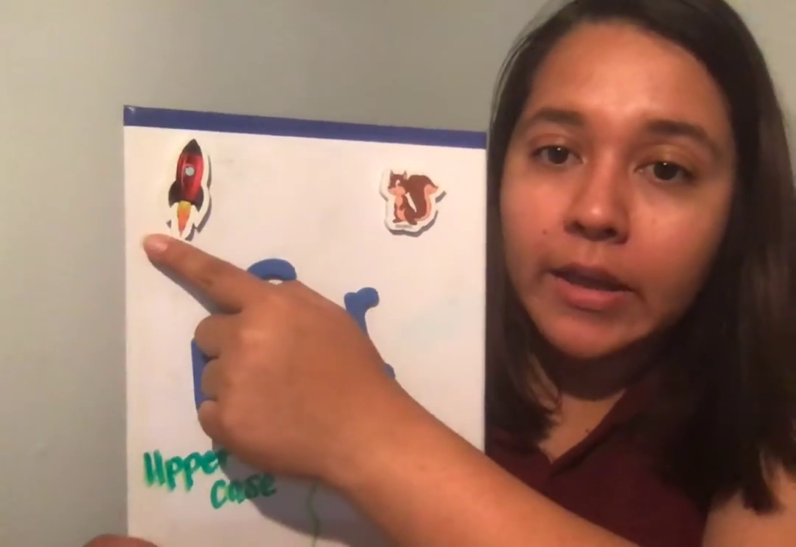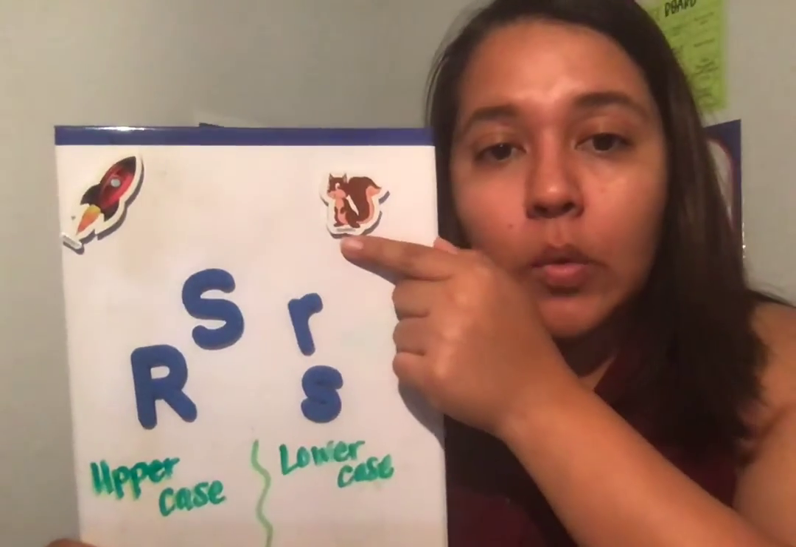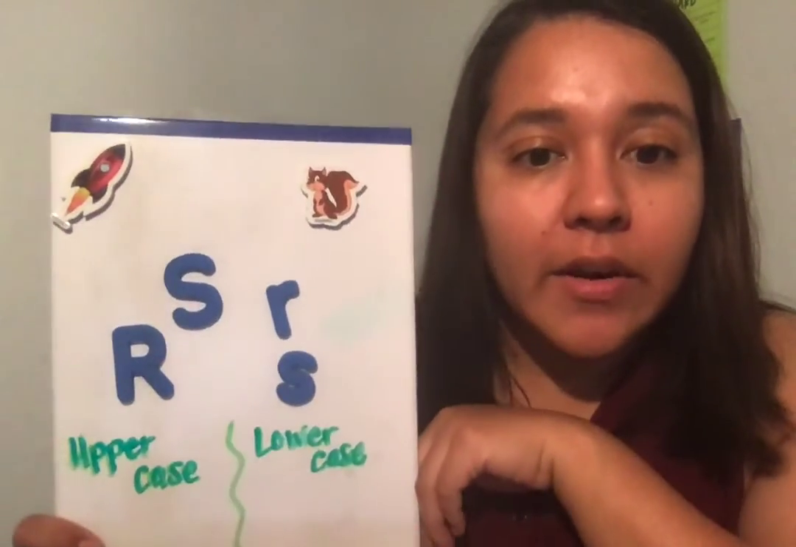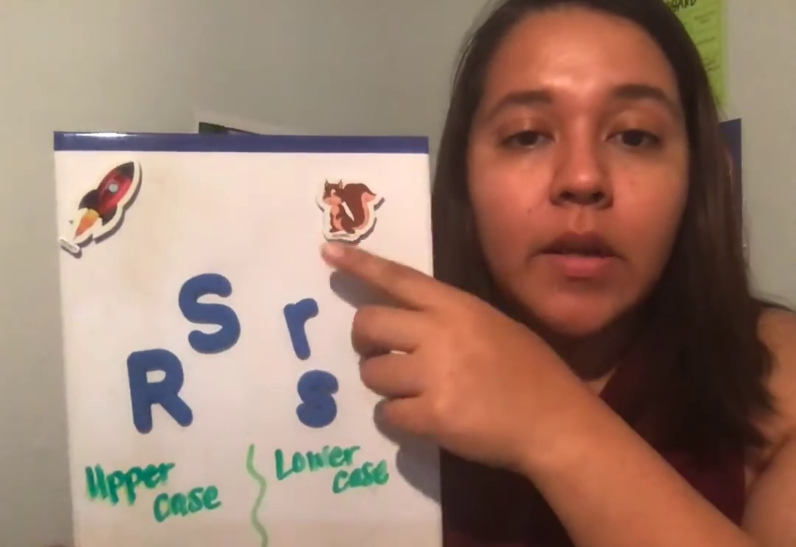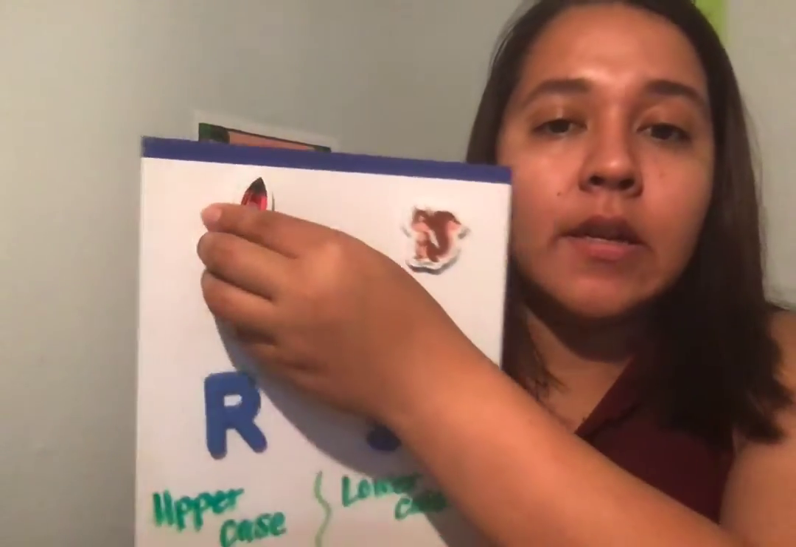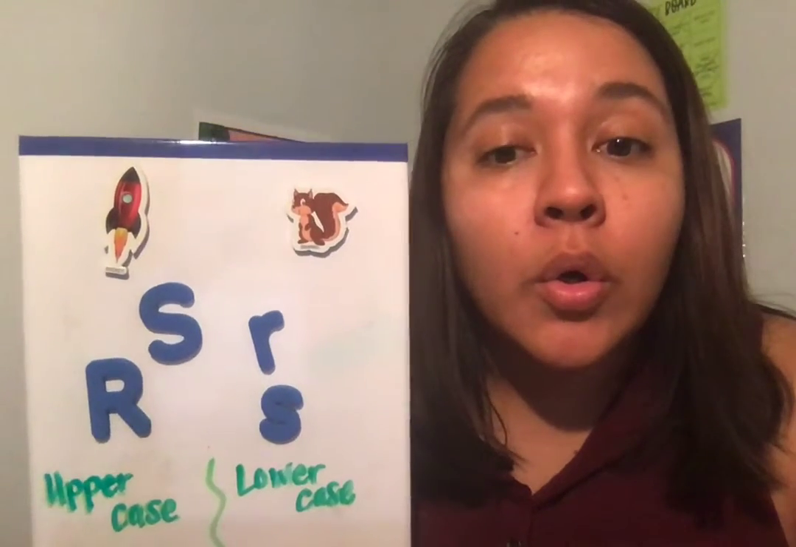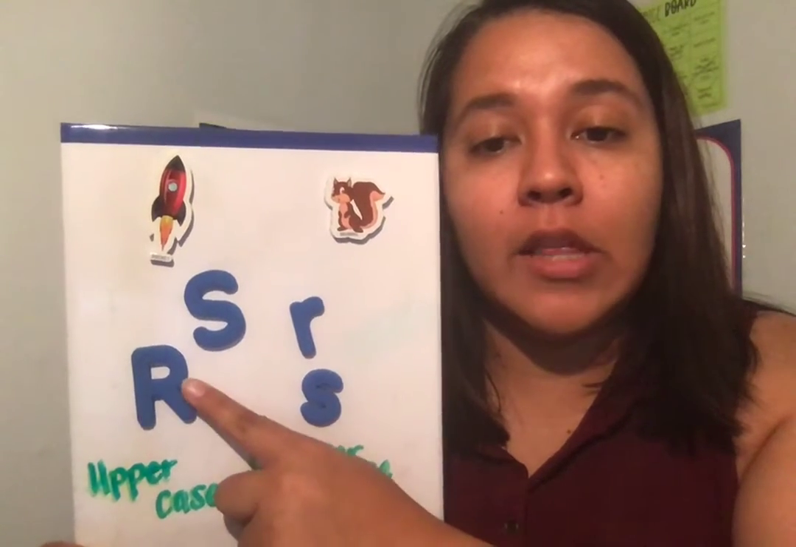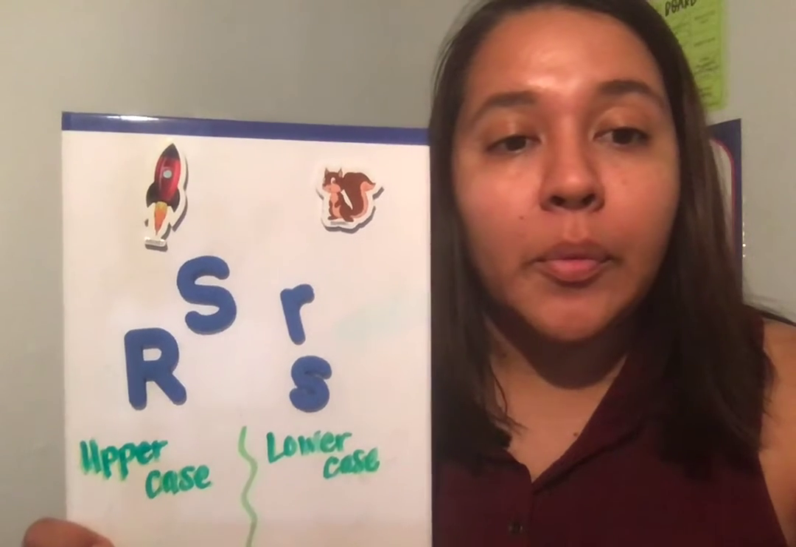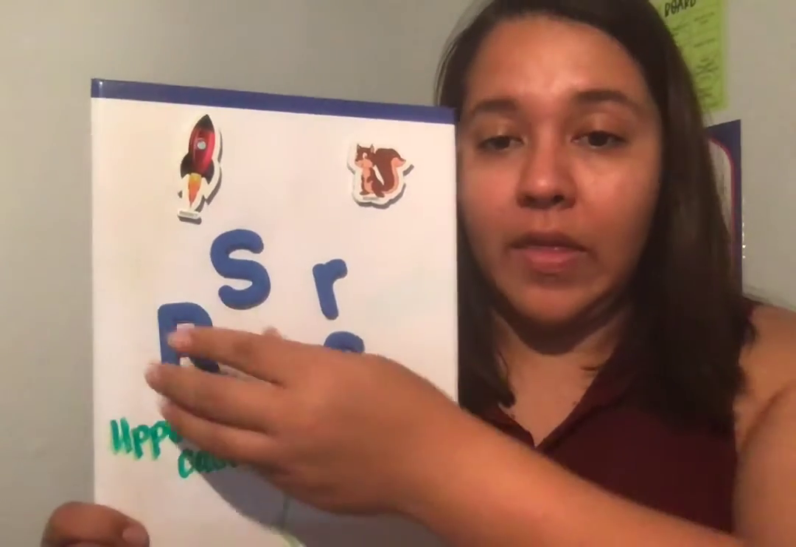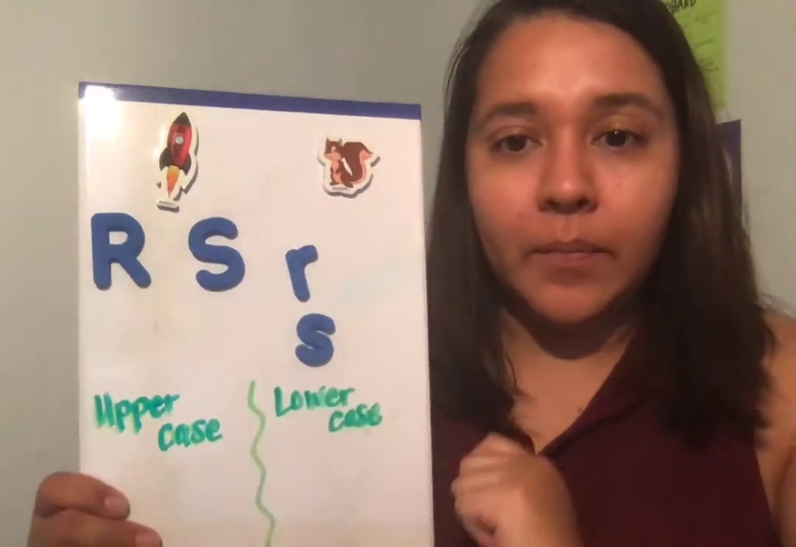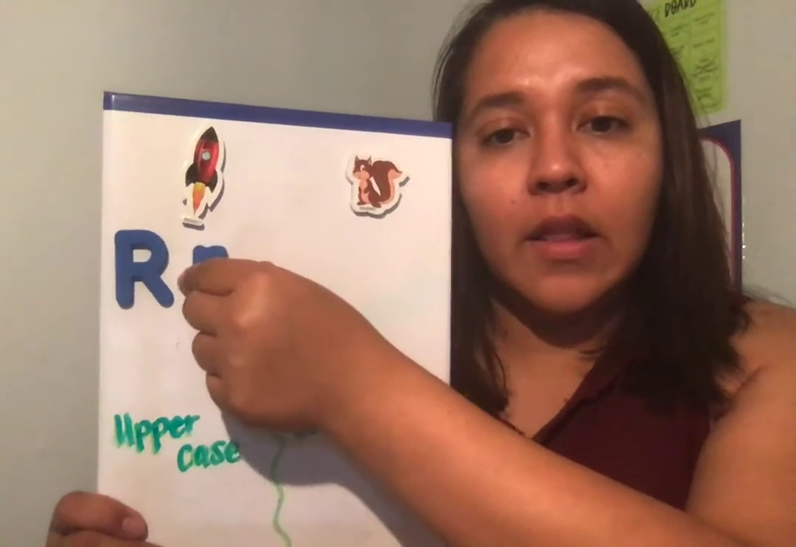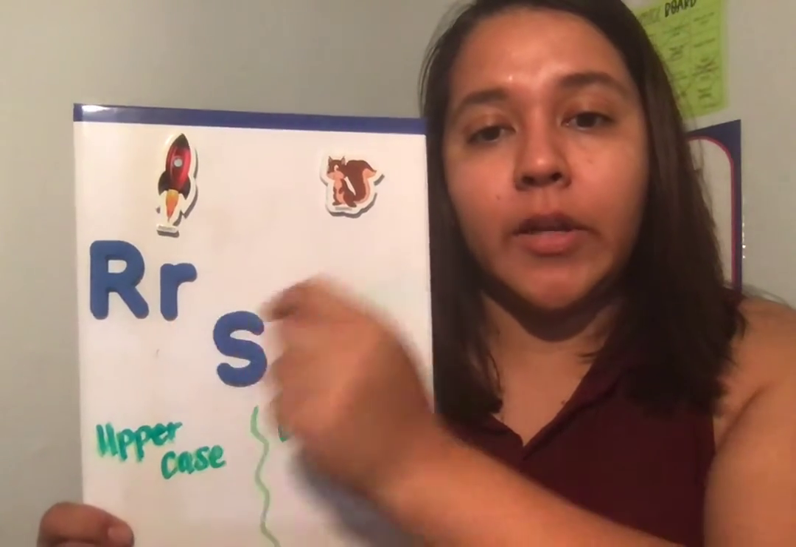Okay, so we have a rocket and a squirrel. And we need to figure out which one of these letters is the first letter in the word. Okay, so we could start with rocket. The rocket says rocket. Does rocket begin with S or with the letter R? Rocket with the letter R. Right there. Do you see another R there? Yes? The lowercase r. Uppercase, lowercase.